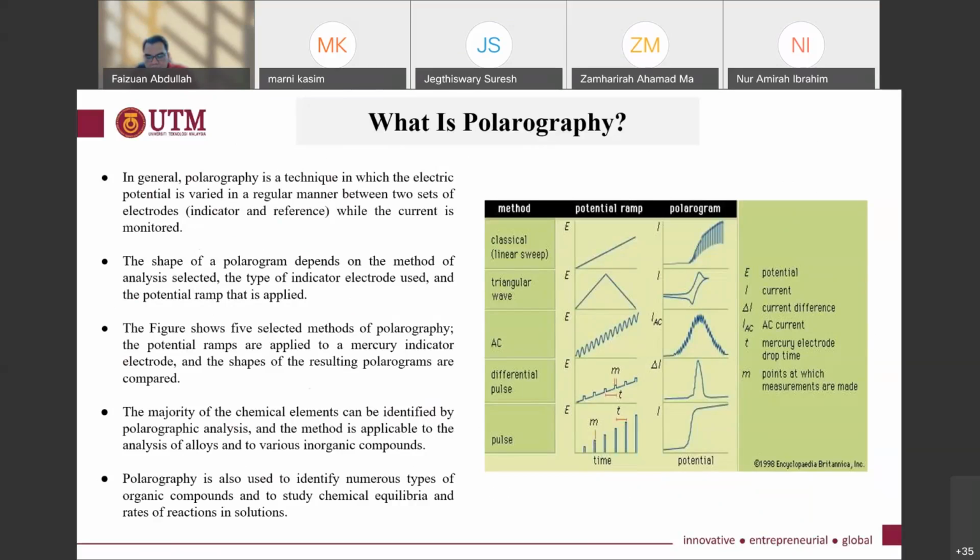So the majority of the chemical elements can be identified by polarographic analysis, and the method is applicable to the analysis of alloys and to various inorganic compounds. Polarography is also used to identify numerous types of organic compounds and to study chemical equilibria and rates of reactions in a solution.